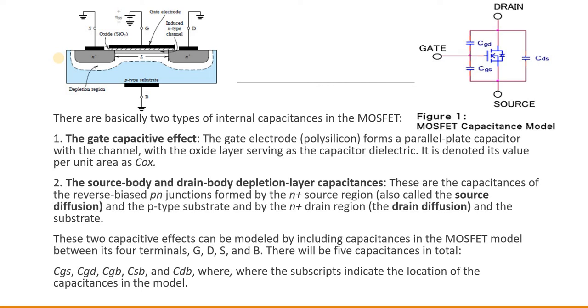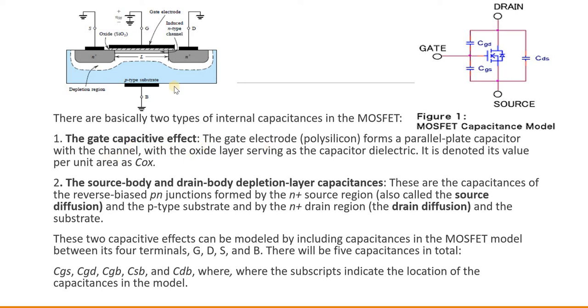Basically there are two types of internal capacitances in the MOSFET. One is called the gate capacitive effect, and the next is the source-body and drain-body depletion layer capacitances, or we call them the junction capacitances. So let us see what this gate capacitance is now.